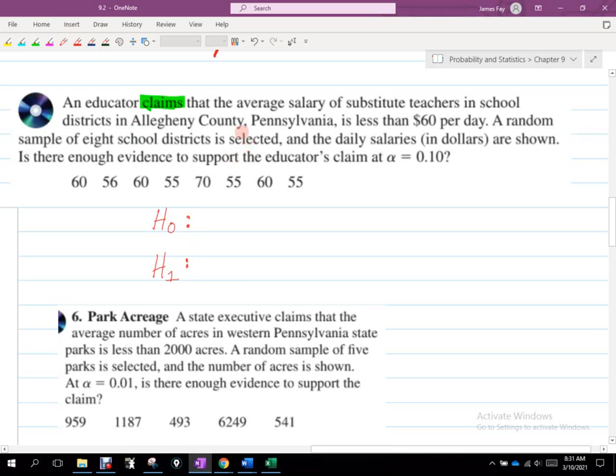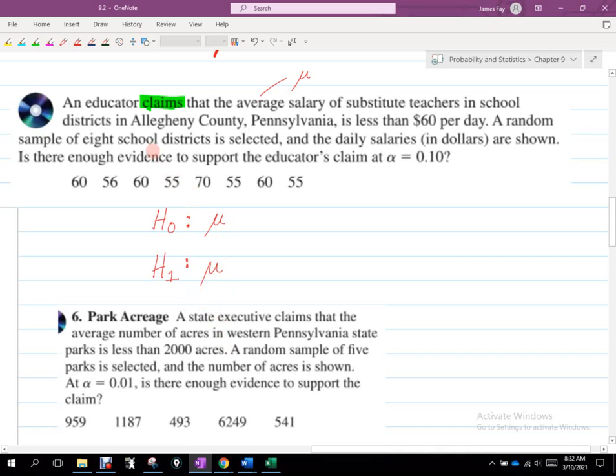We're talking about average salary. So average is talking about the parameter mu, correct? If it said proportion, we'd use P. If it said variance, we'd use sigma squared and so forth. But here it says mu, or average, so we use mu. I'm going to put those in.